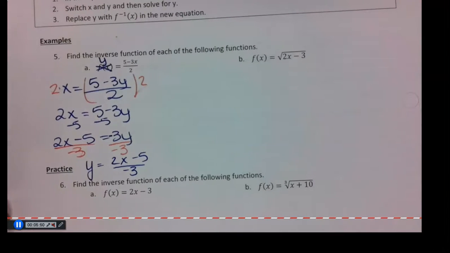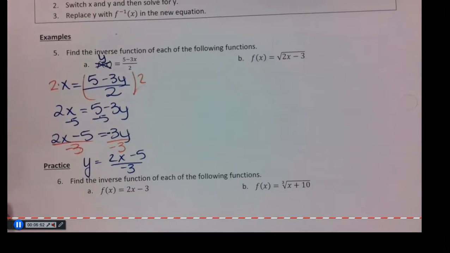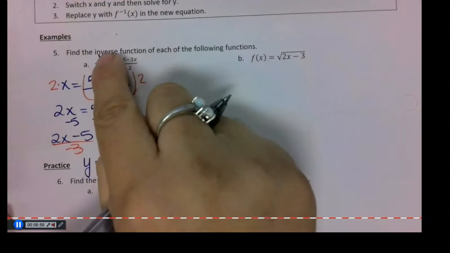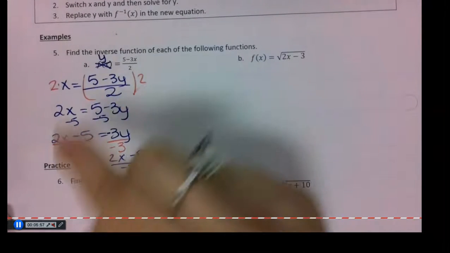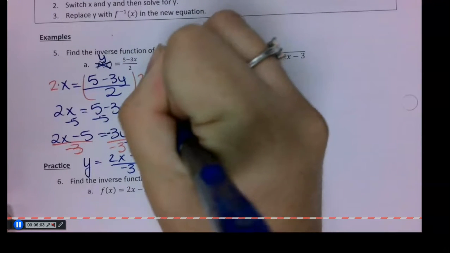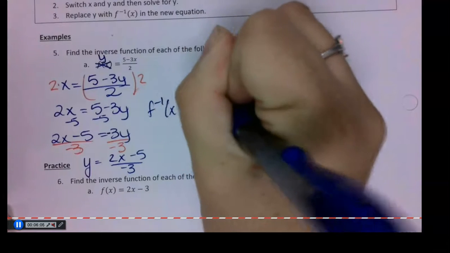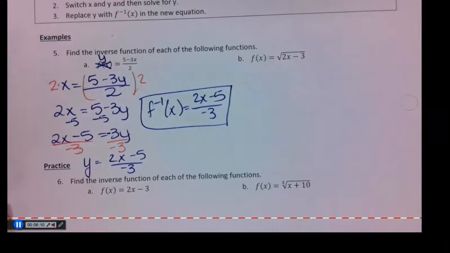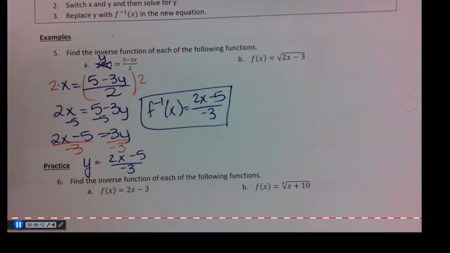Okay, that's right. Then the final step is, because I am asked to find an inverse function, I want to replace my y with f inverse of x. So then I'm just going to have f inverse of x equals 2x minus 5 divided by negative 3. Okay. So questions on 5a.